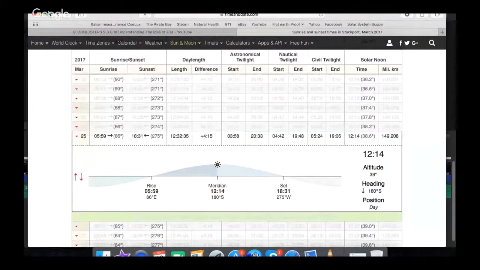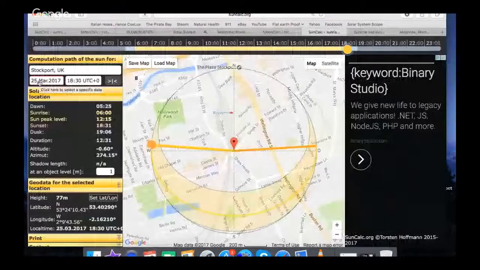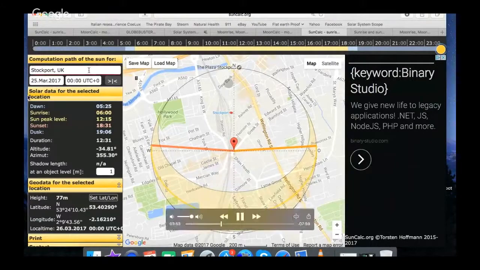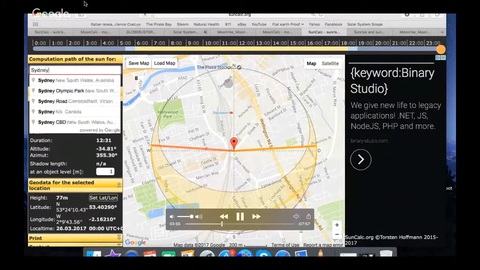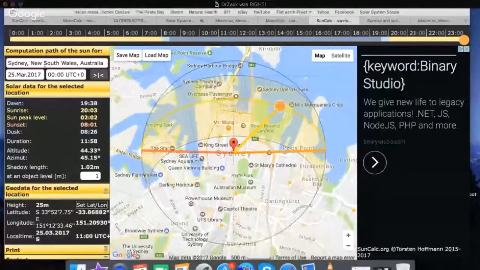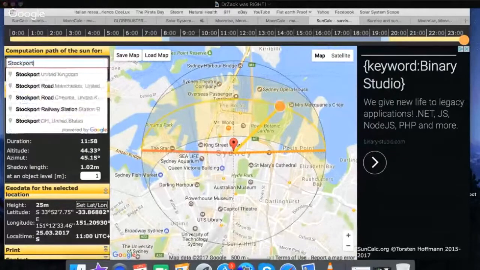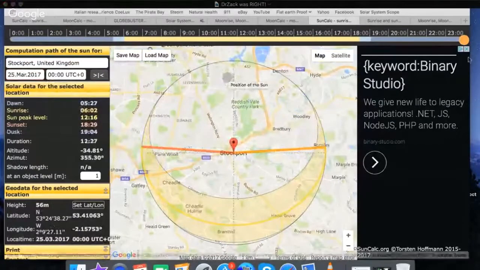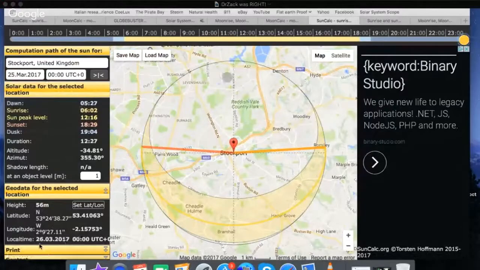Yes, it correlates. Perfect. Now, at the end of this day, let's see where the sun will be. It will be there. Okay? We're using this as a reference. If you went over to Australia, it would give you a reference to this point. Okay? In fact, let's do that right now. Let's go to Sydney. Reference to this point. Let's go back to Stockport. Here, okay? At the end of the 26th, okay?